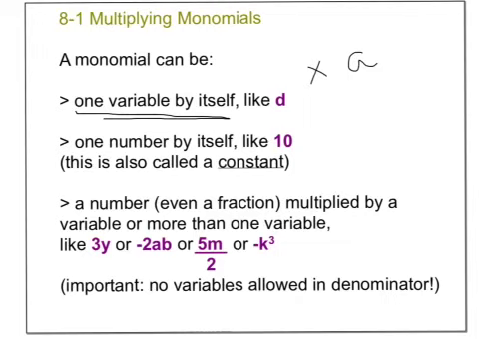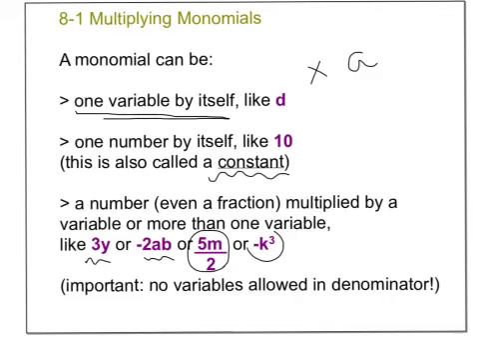It's just one variable. You could have one number by itself, just called a constant. So in your second box of your chart, just put one number by itself, like 10. Third part, a number, even a fraction, multiplied by a variable or more than one variable. So you could have examples like 3y, negative 2b, you could have 5m over 2, or even negative k to the third power.